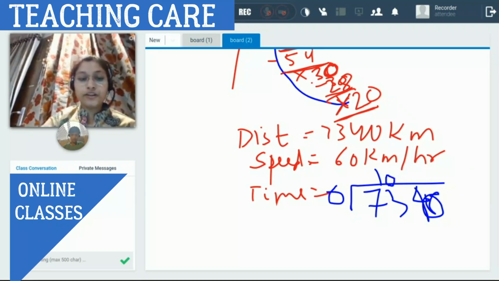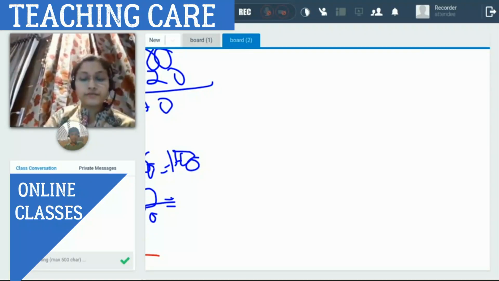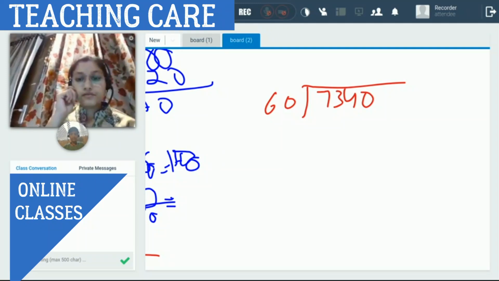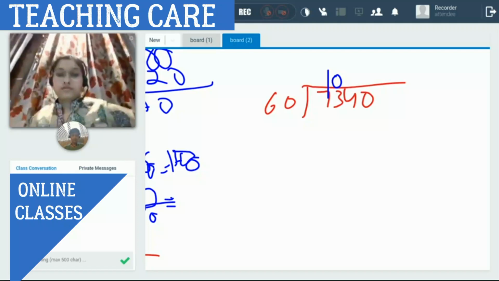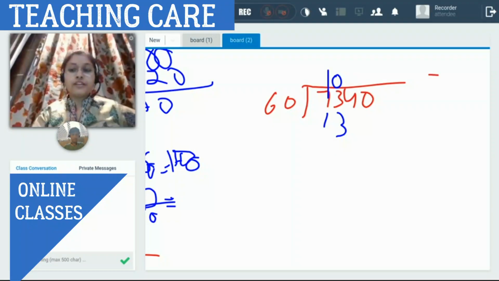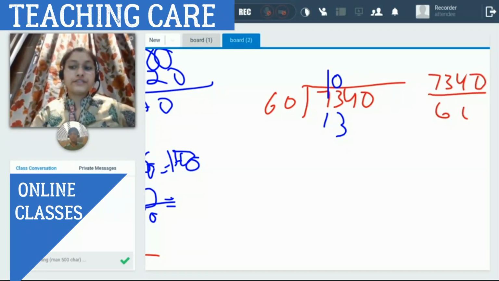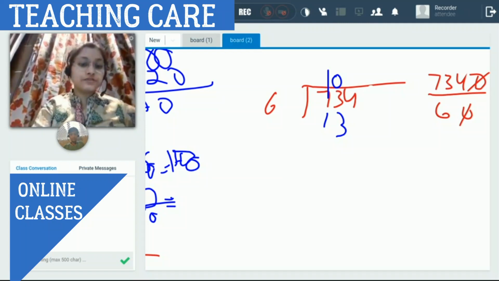Wait, the area over here is not enough. So start solving here. 7340 divided by 60. One thing we can do with 7340 divided by 60: we can cancel out the 0 over here. Then the calculation will be a bit easier for you. Now you have to divide 734 by 6.